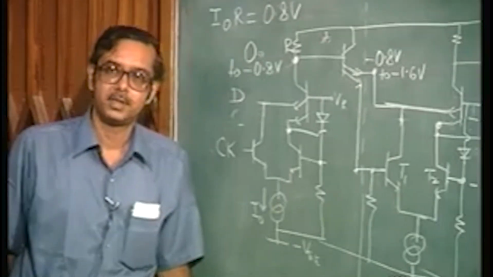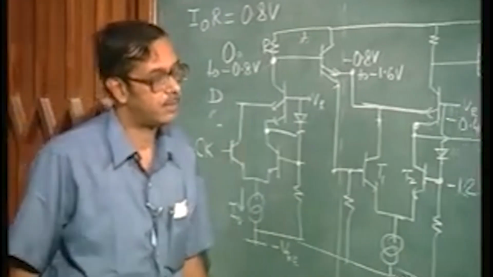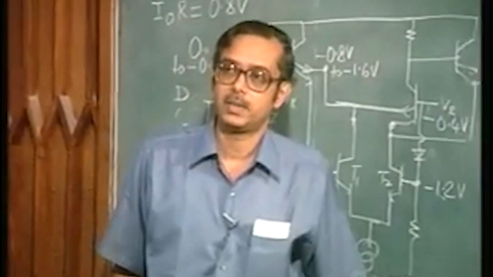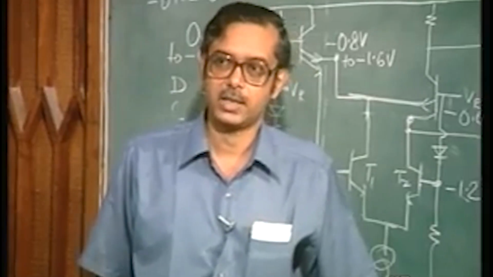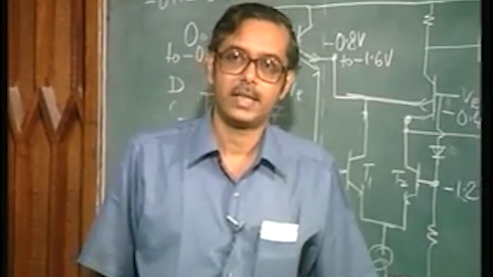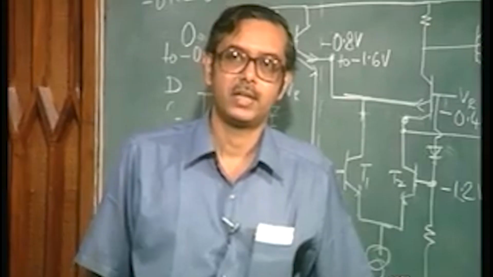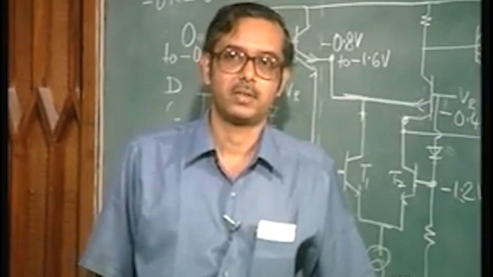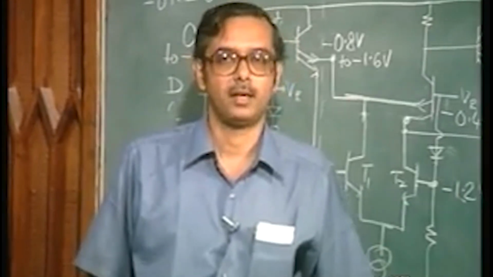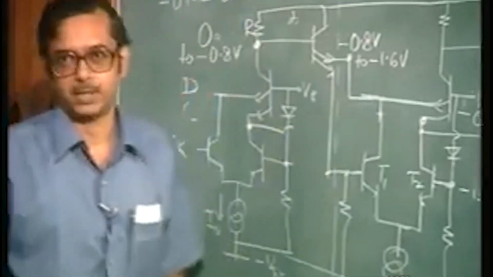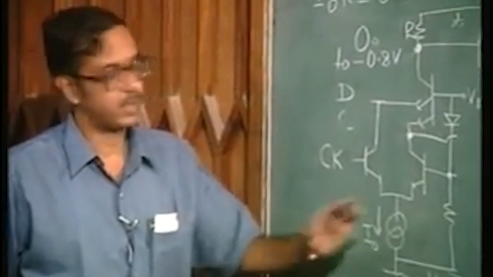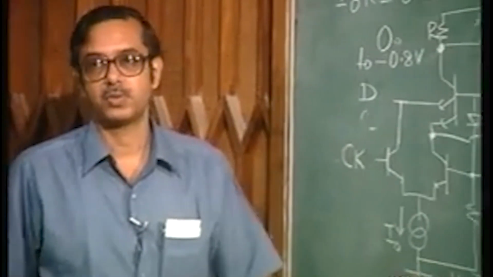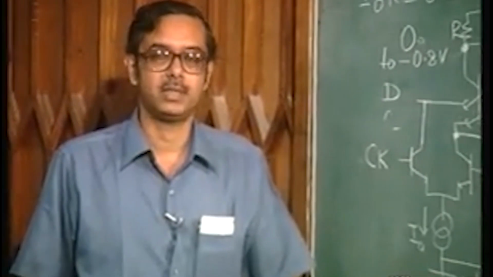So, we have gone through this emitter function logic, which is, I will repeat, a variation of the emitter coupled logic, and the advantage is greater functionality. You can achieve more complicated functions with the same power dissipation. So, that is one of the circuits which have been proposed. In fact, this was proposed way back in the early 70s.